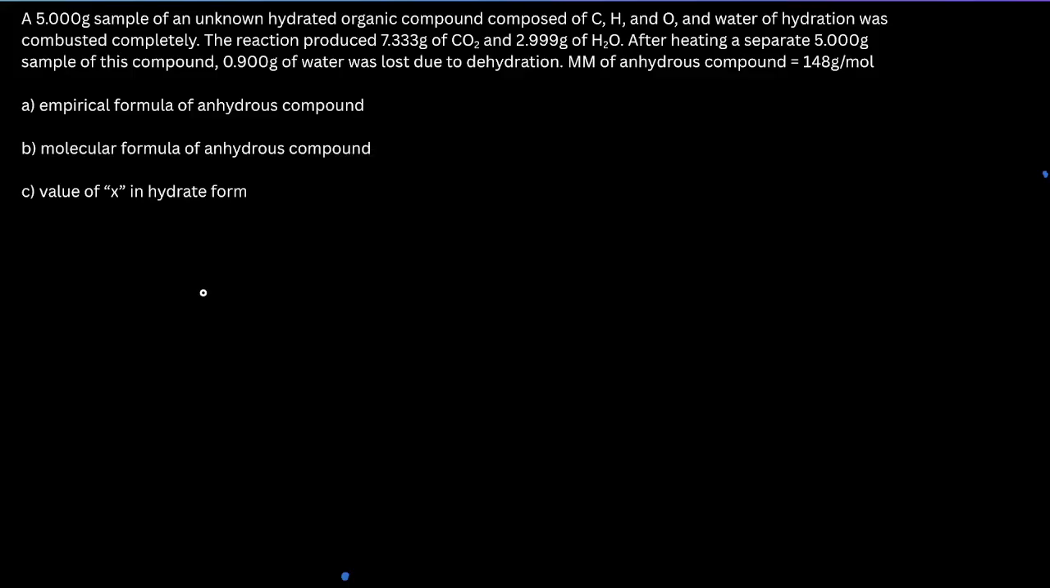But starting off, whenever we're given this sort of combustion analysis type of problem, it's best that you always start with the combustion products, that is carbon dioxide and water. And that's because it's from these that we can figure out how much carbon and hydrogen were present in the original compound. So in this case, we start with our 7.33 grams of carbon dioxide, which we're trying to convert into moles and then convert that to moles of carbon.